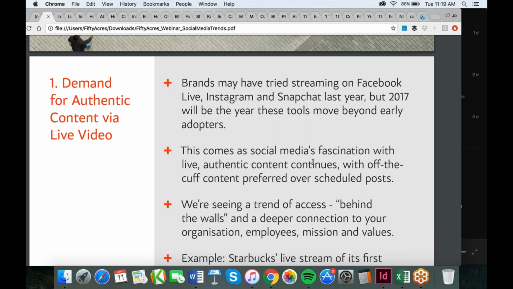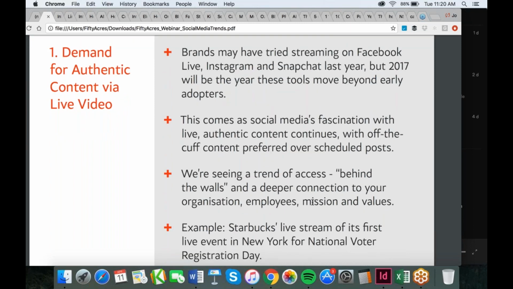This comes on top of social media's fascination with live, authentic content, with off-the-cuff content preferred over scheduled posts, obviously. That's not to say you can't schedule posts. There's still very much a role for that. We certainly do that. And for an organisation or a company who wants to have some sort of plan and a matrix of activities with social media, then it's certainly a very easy and accessible thing to do, scheduling things in a calendar. But I think it's about saying really that we need to just not have things on autopilot. We need to make sure that we are interacting with people in a real way.